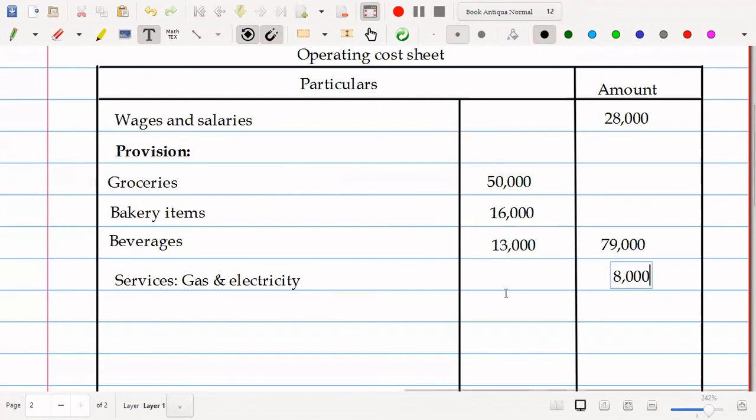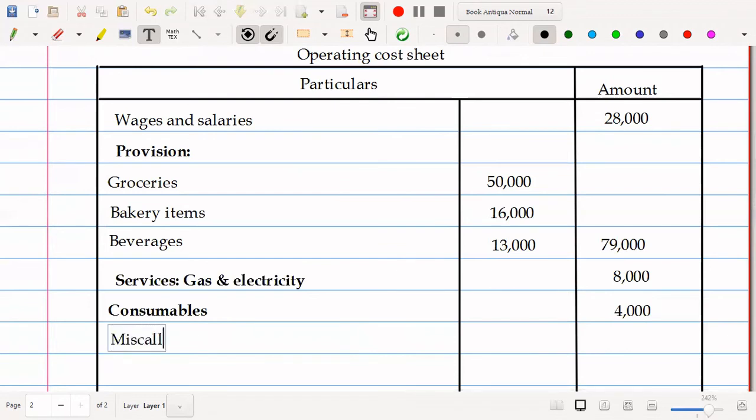And next is consumables. This is one head. Consumables given here is 4,000. Only one item, take it out in the outer column. And finally, we have miscellaneous. Under this head we have many items to be written here. So let's check one by one what's given in the problem.